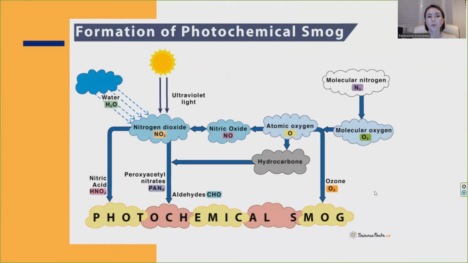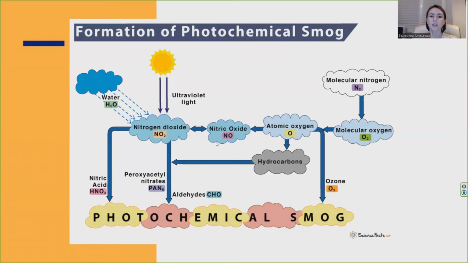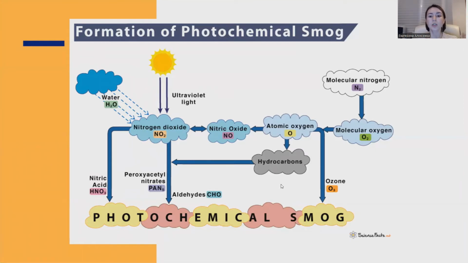Here you can see a scheme of formation of photochemical smoke. We discussed it last time, and you can see here molecules of oxygen, nitrogen dioxide, nitrogen oxides, and other substances, and water, and of course ultraviolet radiation and nitrogen molecules. All these gases and factors are collected in the atmosphere and ozone molecules are produced, and they produce photochemical smoke.